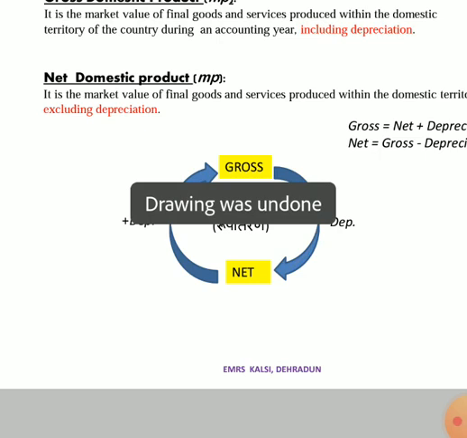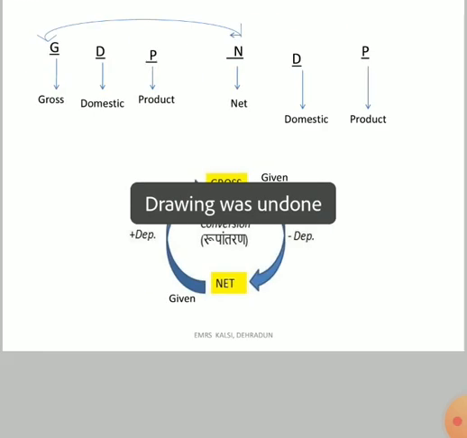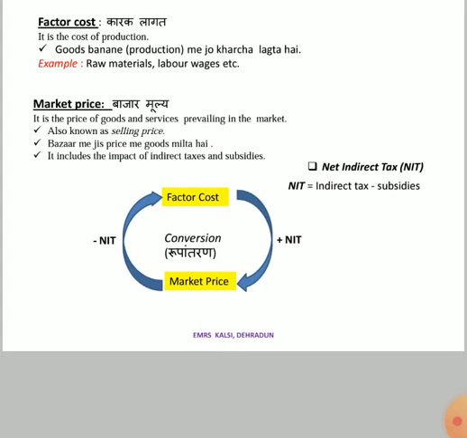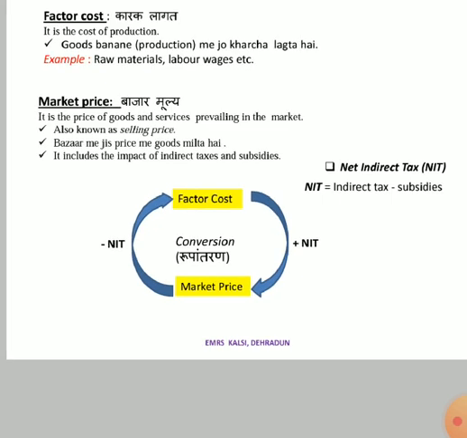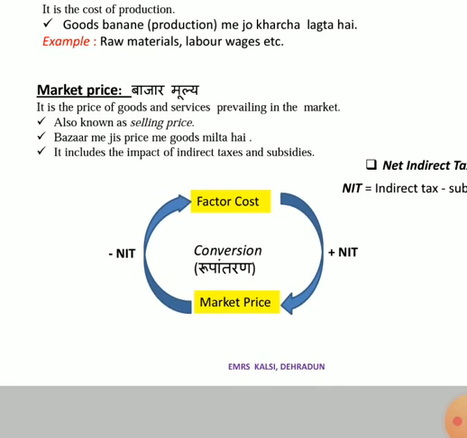Now the second formula is factor cost and market price. The second formula is factor cost and market price. So these are the two terms, and the formula as well. So what do you mean by factor cost?